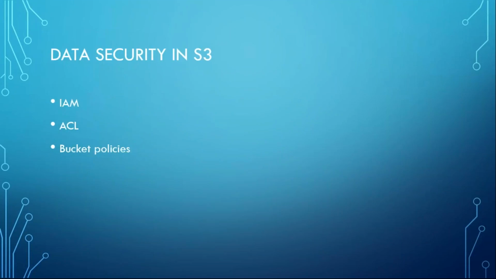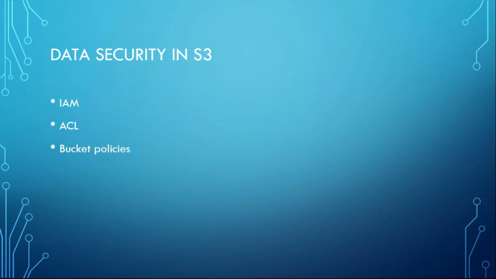So these are the data securities available in S3. One is IAM, next thing is ACL, and third thing we can use bucket policies. IAM, I hope you guys are now familiar with IAM, how to create a user role, and for each user how to give access. I mean S3 read-only access or S3 full access, list object. Similarly, you can fine-tune the permissions in the IAM.